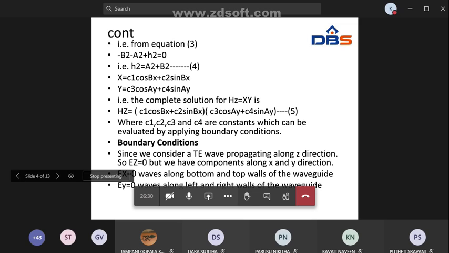So for this equation, apply the boundary conditions. Since we consider a TE wave propagating along z direction, Ez equal to 0. So we know that in TE wave Ez equal to 0, but we have the components along x and y directions. Ex equal to 0 along bottom and top walls of the waveguide, and Ey equal to 0 along the left and right side walls of the waveguide.